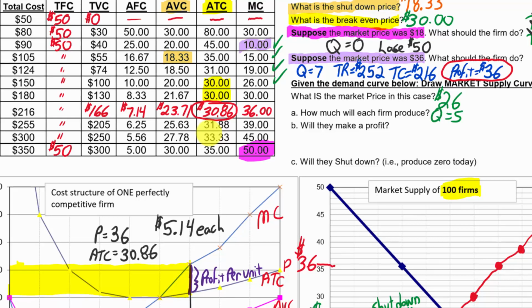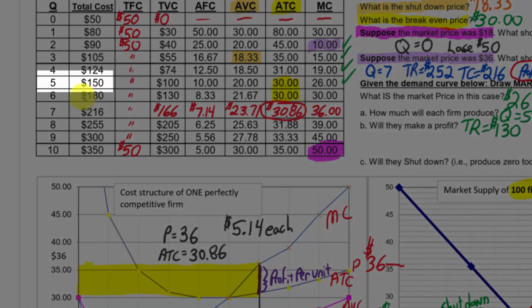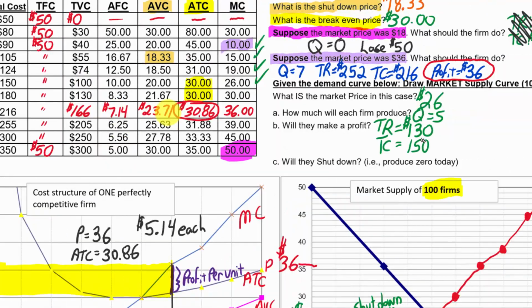Are they going to make a profit? Well, that price of $26 is below the break-even price of $30, so no, they're going to lose money. Let's calculate how much that's going to be. Their total revenue is going to be 5 times 26, or $130. Their total cost when they're producing 5 units is $150. And yes, they're going to be losing money. They're going to lose $20 today. Or you could say their profit is negative $20.